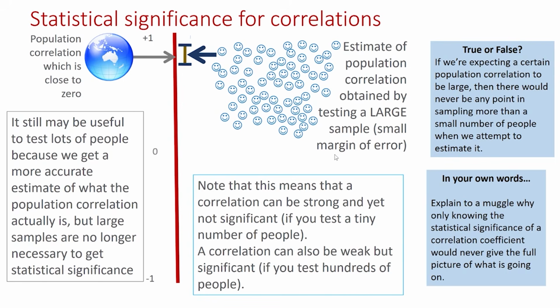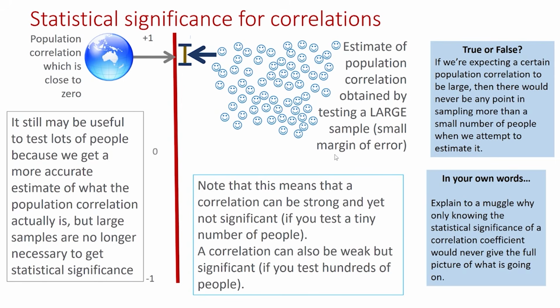Okay, true or false? If we're expecting a certain population correlation to be large, then there would never be any point in sampling more than a small number of people when we attempt to estimate it. So that's false, because there might be a situation where it's not just about getting the thing significant, it's also about knowing to some degree of accuracy what the magnitude actually is, not just that it's miles away from 0.